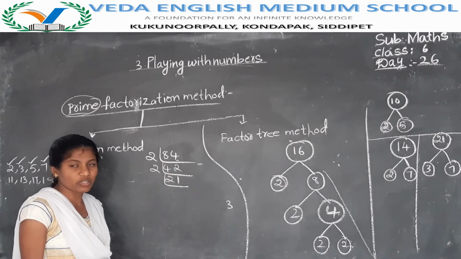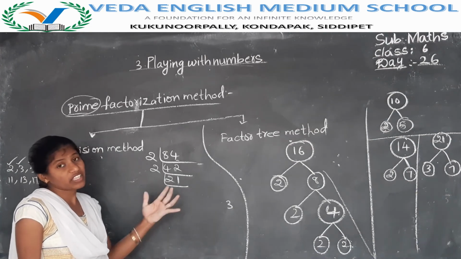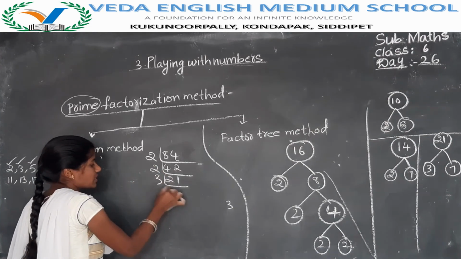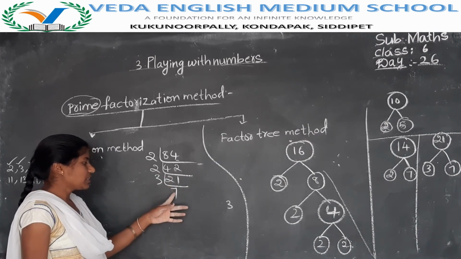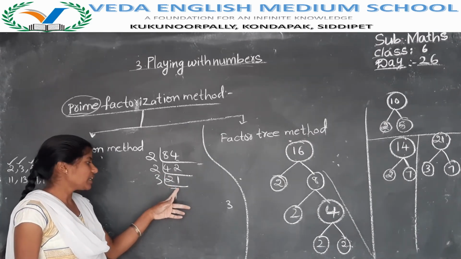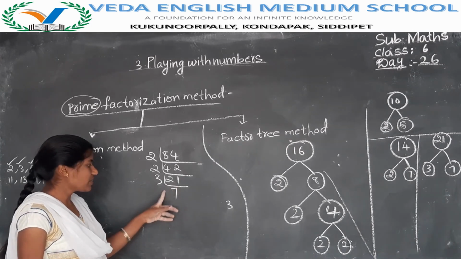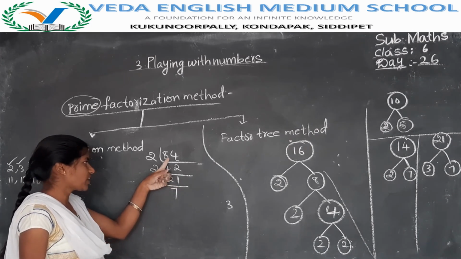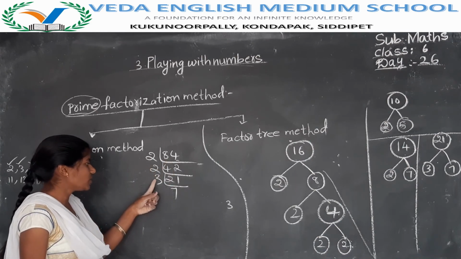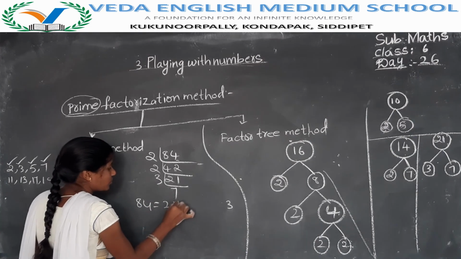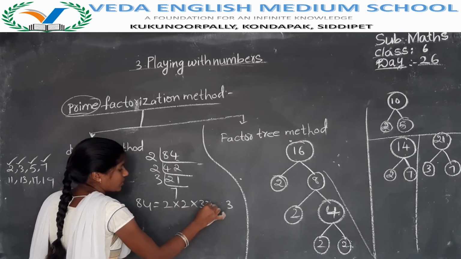21 is not divisible by 2. Then what should we do? Then we will go to the next prime number. What is the next prime number? 3. So 3 7s are 21. 7 is there. It is a prime number. Up to here, until you get the prime number. So here 7 is said to be a prime number. The factorization of 84 is 2 into 2 into 3 into 7. So 84 is equal to 2 into 2 into 3 into 7.